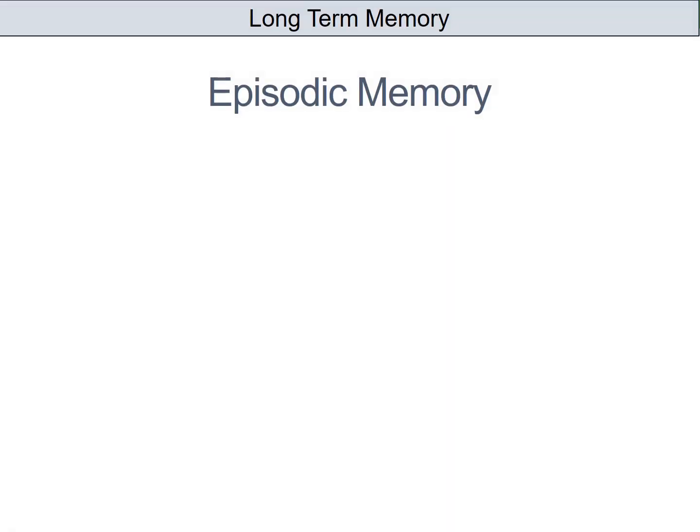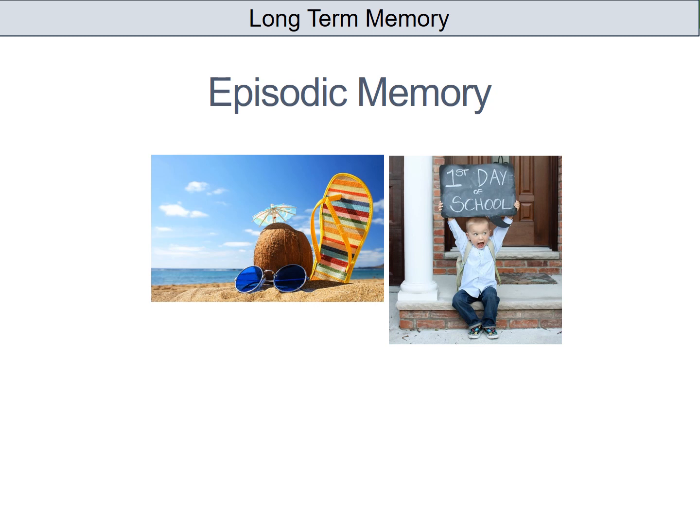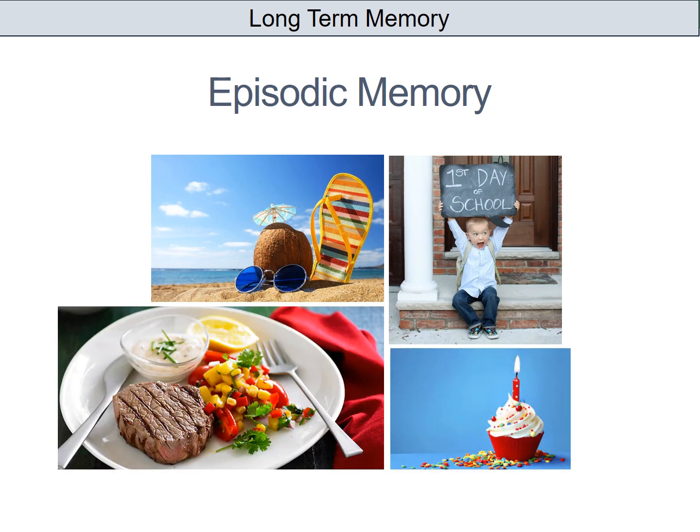So episodic memory, first of all, these are memories for things which are episodes within your life. So for example, your holidays, your first day of school, your last birthday, even what you had for dinner last night. So these memories are time and place stamped. There is a particular location and a particular time at which these things happened. They're also very personal. These memories are unique to you.